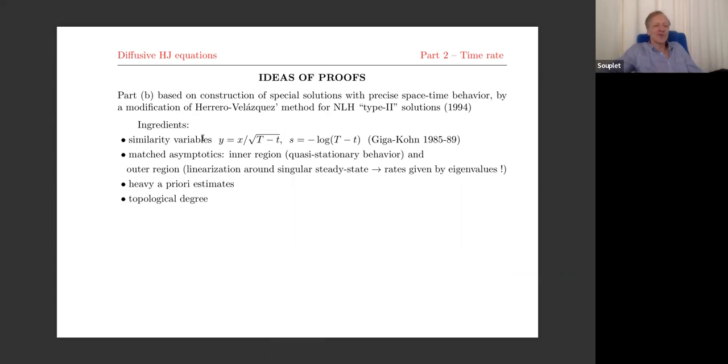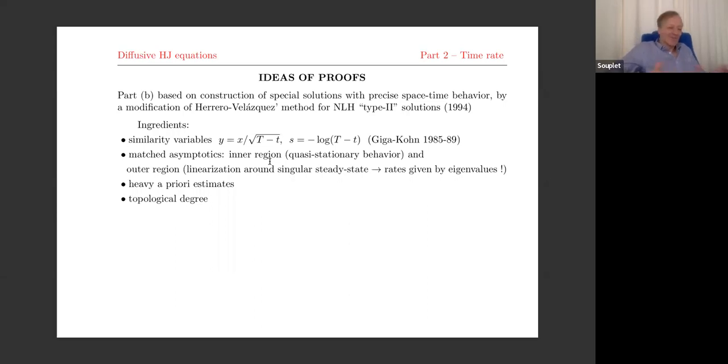So the idea is to first go to self-similar variables like in Giga and Kohn, then use matched asymptotics to identify an inner regime and an outer regime. The first one would have quasi-stationary behavior, like bubbling, and the other one would correspond to the linearization around a singular steady state. Then you can compute the spectrum and the eigenvalues. Then you match formally, and to make the matching from formal to rigorous, you use a priori estimates and topological degree. Okay, so this is the road map of Herrero-Velasquez, Merle-Raphael and others.